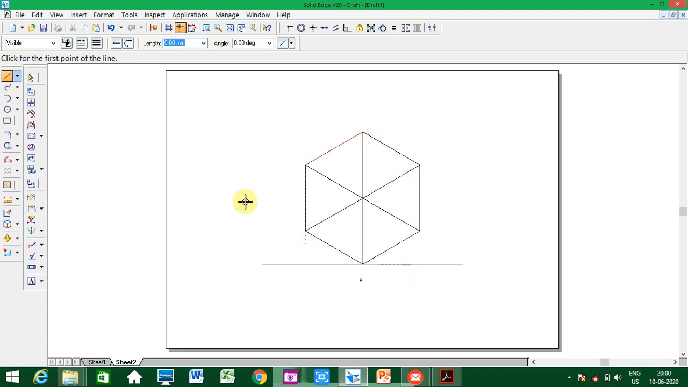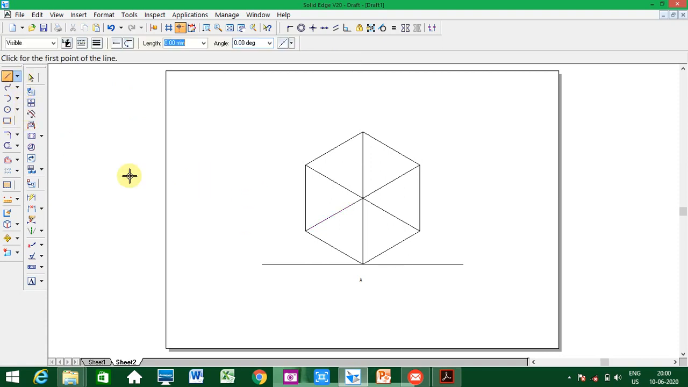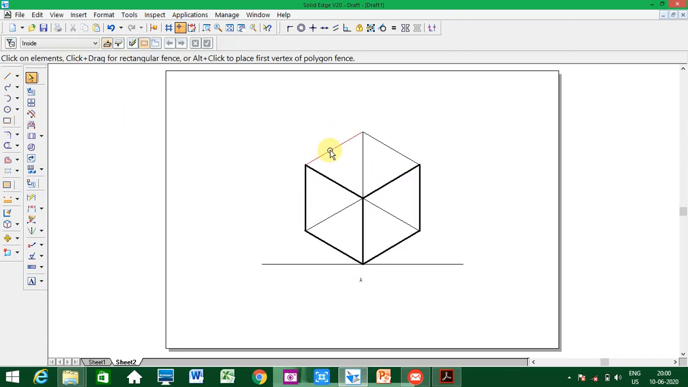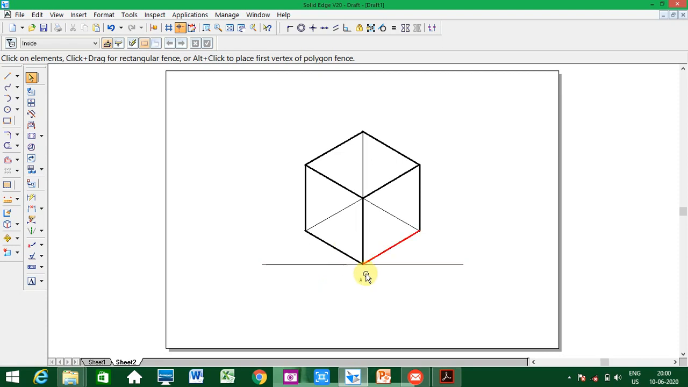This is complete. Now as it is an isometric position, the backside lines are not seen. So I'll delete them, or for the time being I'll keep them and make the seen lines, the front lines, dark. These lines I'll make dark. This also, and this also. Now this is the cube. I hope you can imagine this 3D cube. The backside lines I kept light, they are hidden.